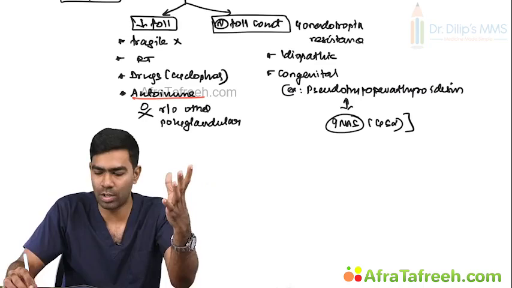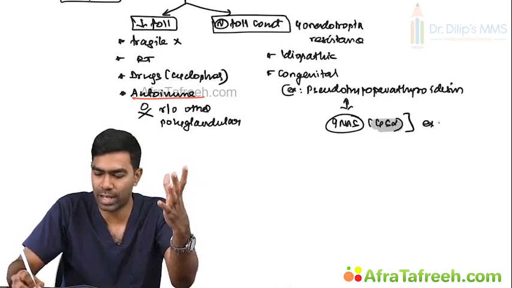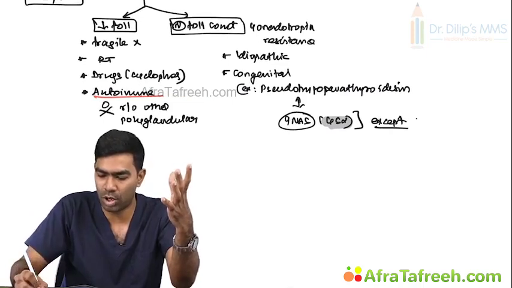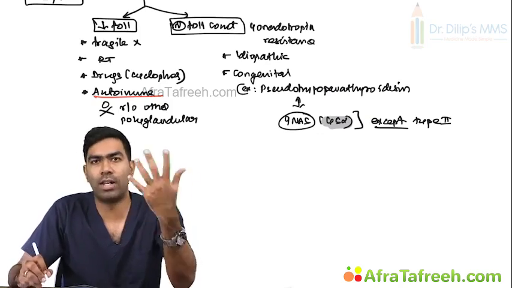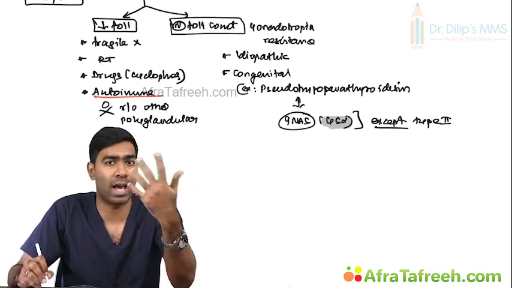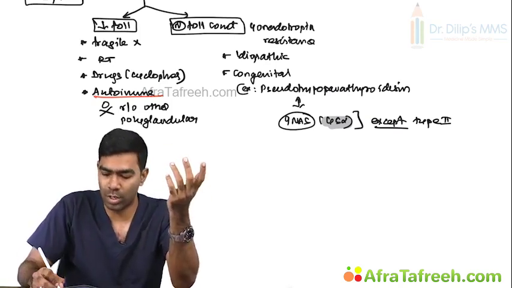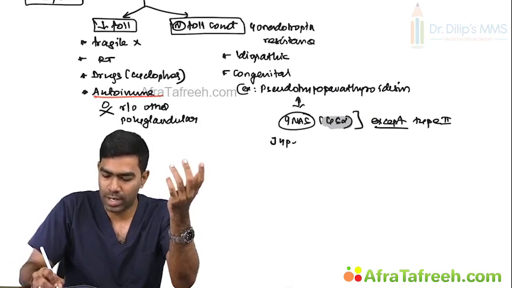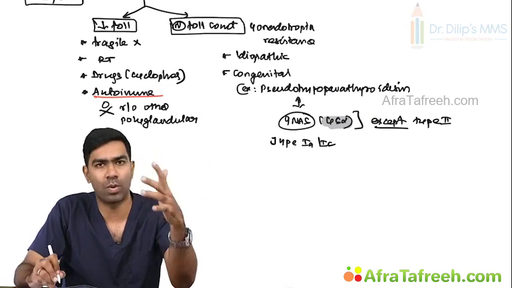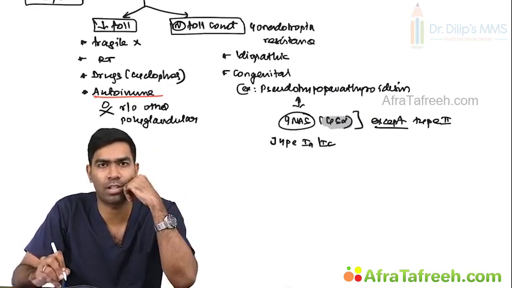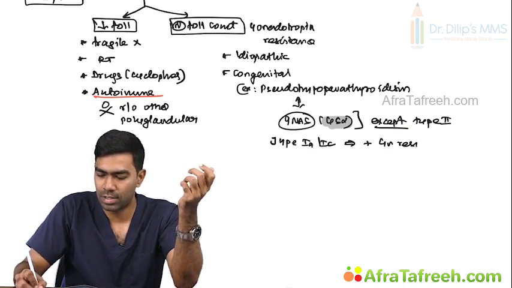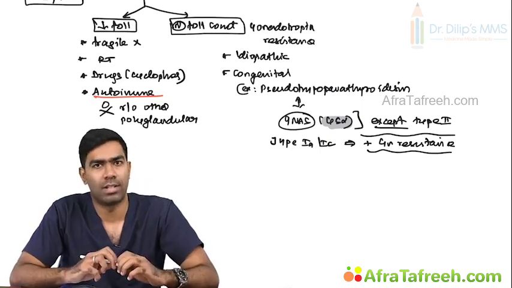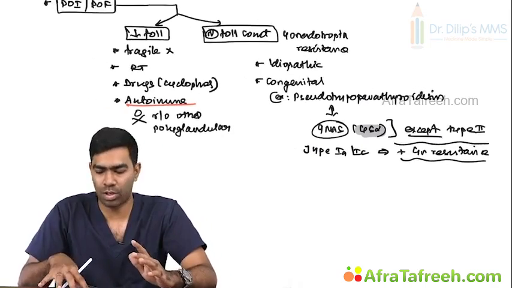Not all the types are due to Gs alpha mutations, especially type 2 pseudo-hypoparathyroidism is not due to GNAS mutations. And not all pseudo-hypoparathyroidism types will have this gonadotropin resistance. Only types 1A and 1C. There are basically many types: 1A, 1B, 1C, 2 and 3. But types 1A and 1C will have additional gonadotropin resistance in addition to PTH resistance. Clear? So this is one of the important causes that you have to know.